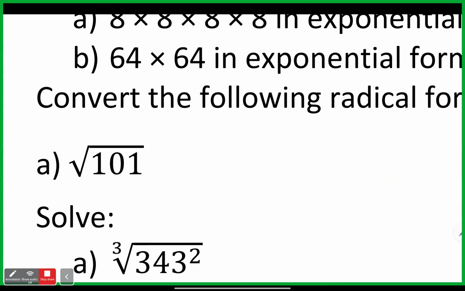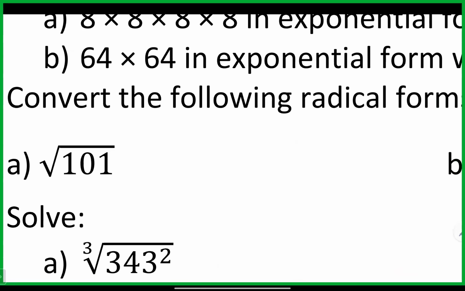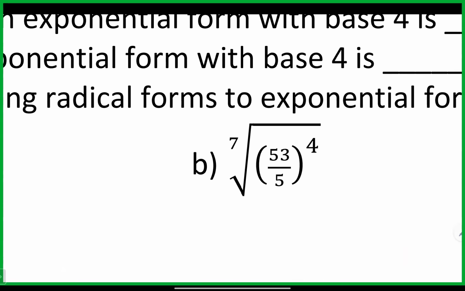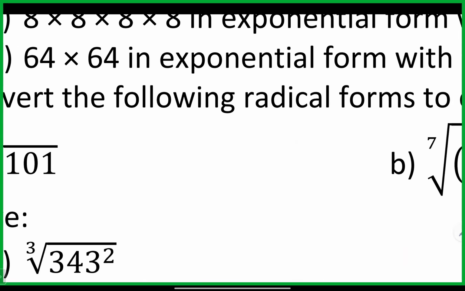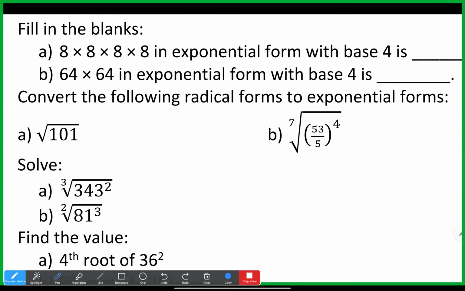Then we read this one. Convert the following radical forms to exponential forms. Actually, this one is also not there in our syllabus, but I'll tell it, no problem. Radical forms to exponential forms is nothing but writing in power form. This is a square root, no? So if it goes to the exponent, it will become power 1 by 2. Like that, if it's a cube root, power 1 by 3. That is the exponential form for this. Anyway, 101 we cannot prime factorize, so that will be the answer.